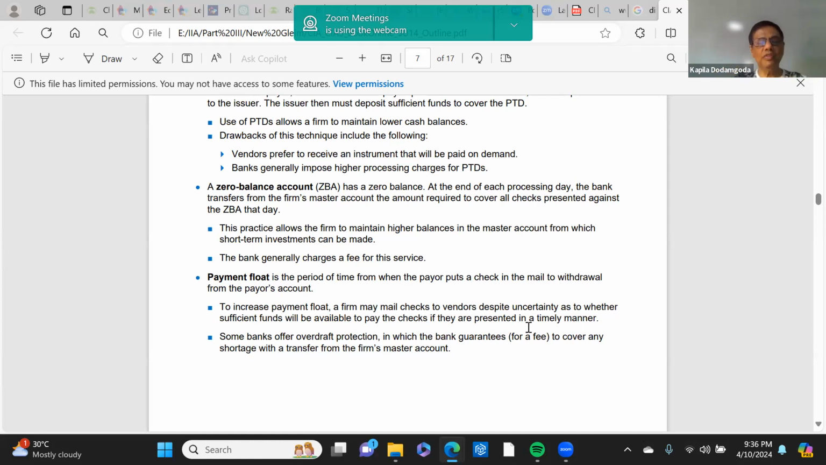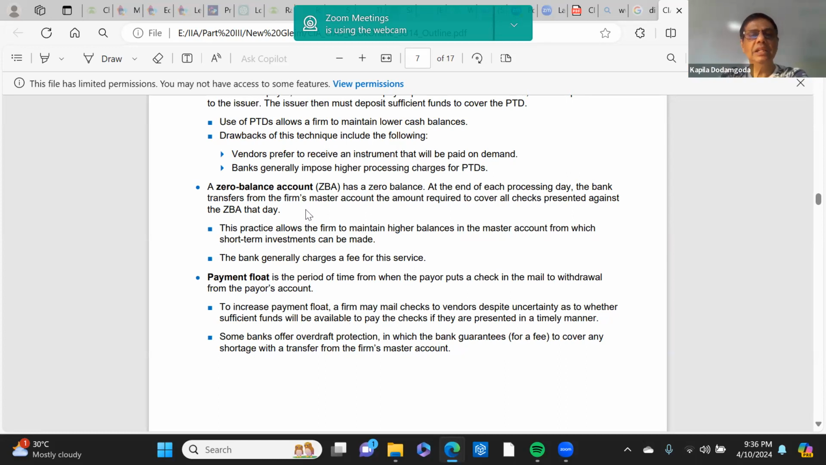Some banks offer overdraft protection in which the bank guarantees, for a fee, to cover any shortage with a transfer from the firm's master account. So sometimes banks will have an arrangement. Of course, you have a checking account and you have your main account. So whenever a check comes, if you don't have enough money in your current account, the bank transfers money into your checking account so that you can meet the payment. So for a fee, the bank may do that. So that is payment float.